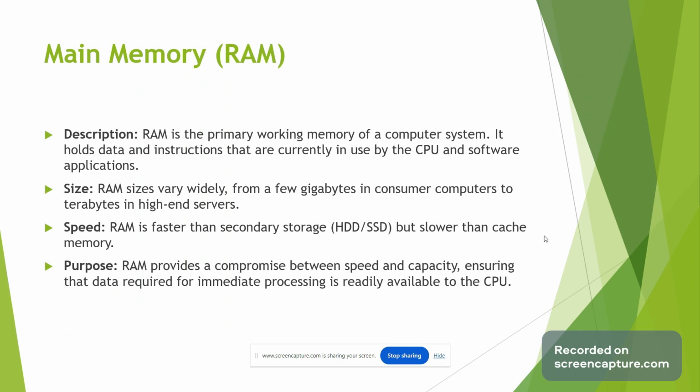RAM provides a compromise between speed and capacity, ensuring that data required for immediate processing is readily available to the CPU. The data is required and it needs fast access. So RAM has the data that needs a little bit of time, but still within a reasonable amount of time. It gives you the data that the computer needs access to.